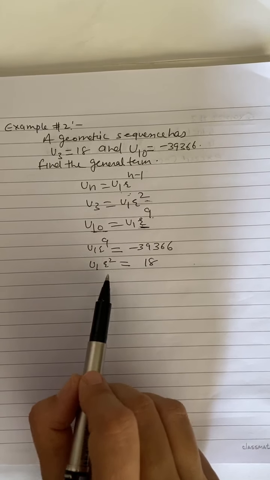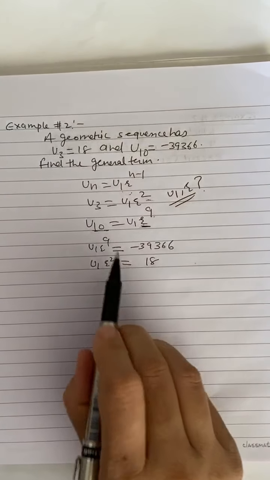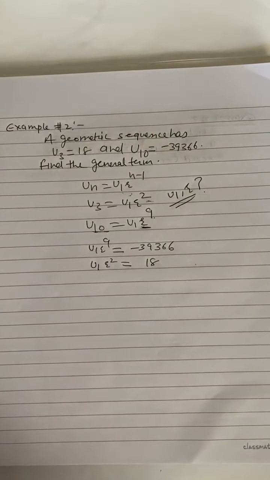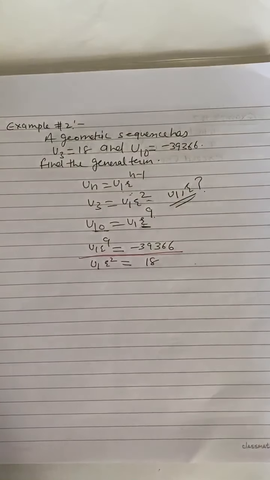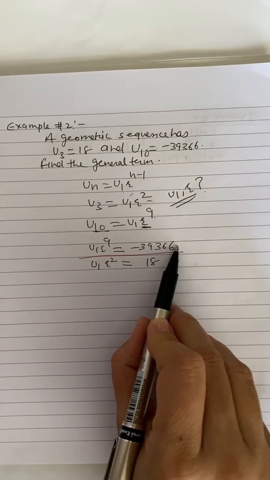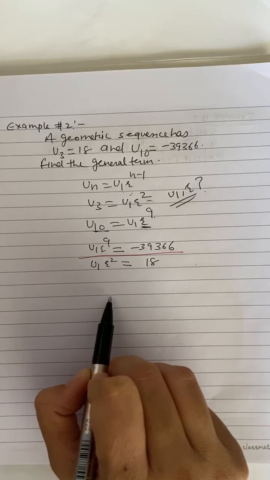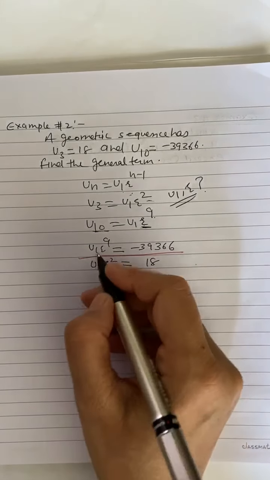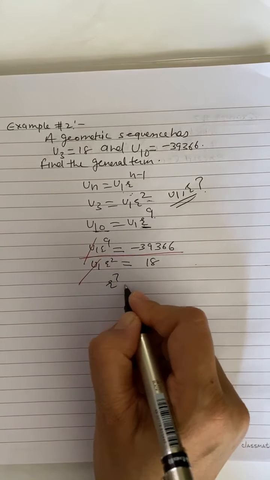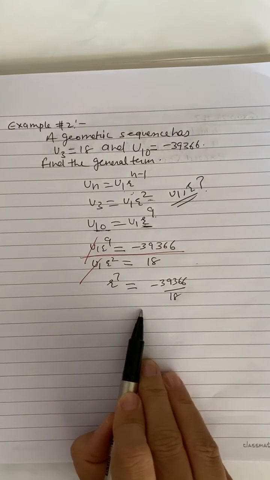So to find the general term we have to find u1 and r, and there are two conditions given. What we need to do is divide these two. That's why I wanted r raised to power 9 as my first equation, because when I cancel things out, I don't want r to some power left in the denominator. So u1 and u1 get cancelled out, and r raised to power 7 is equal to minus 39,366 over 18. For this one you have to use a calculator.